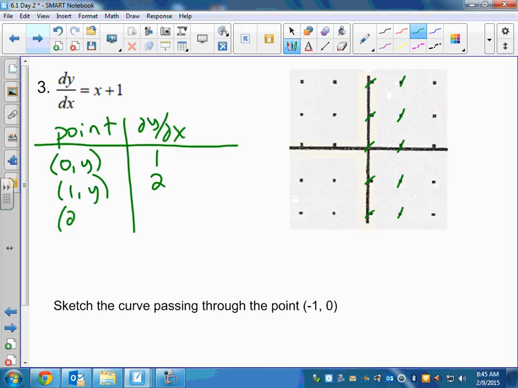And when x is 2, 2 plus 1 is 3. Yes, which means, again, we're just getting steeper as we go. And we just want to show that we're getting steeper and that we're positive is what we're looking for. Don't have to be perfect as you're going.